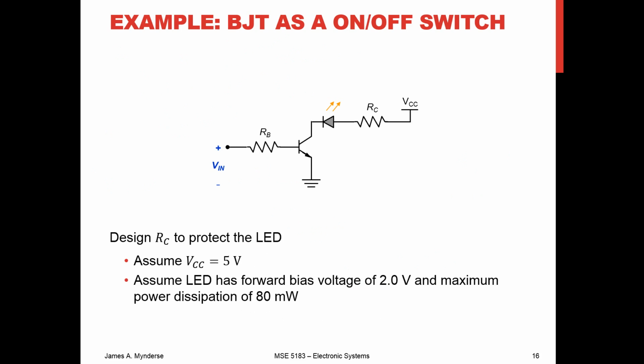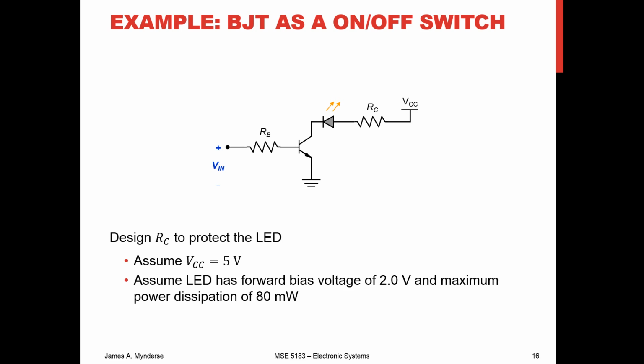And in this case, I want to protect the LED and I want to protect that transistor. And so again, I'm going to assume 5-volt supply for VCC just because it happened to be convenient. And I'm going to assume that this is a red LED with a forward bias voltage of 2 volts and a maximum power dissipation of 80 milliwatts. Why these? Because I looked up the particular spec sheet for the LED that I had in lab, and it was a red LED, so the 2-volt forward bias, and an 80 milliwatt power dissipation.